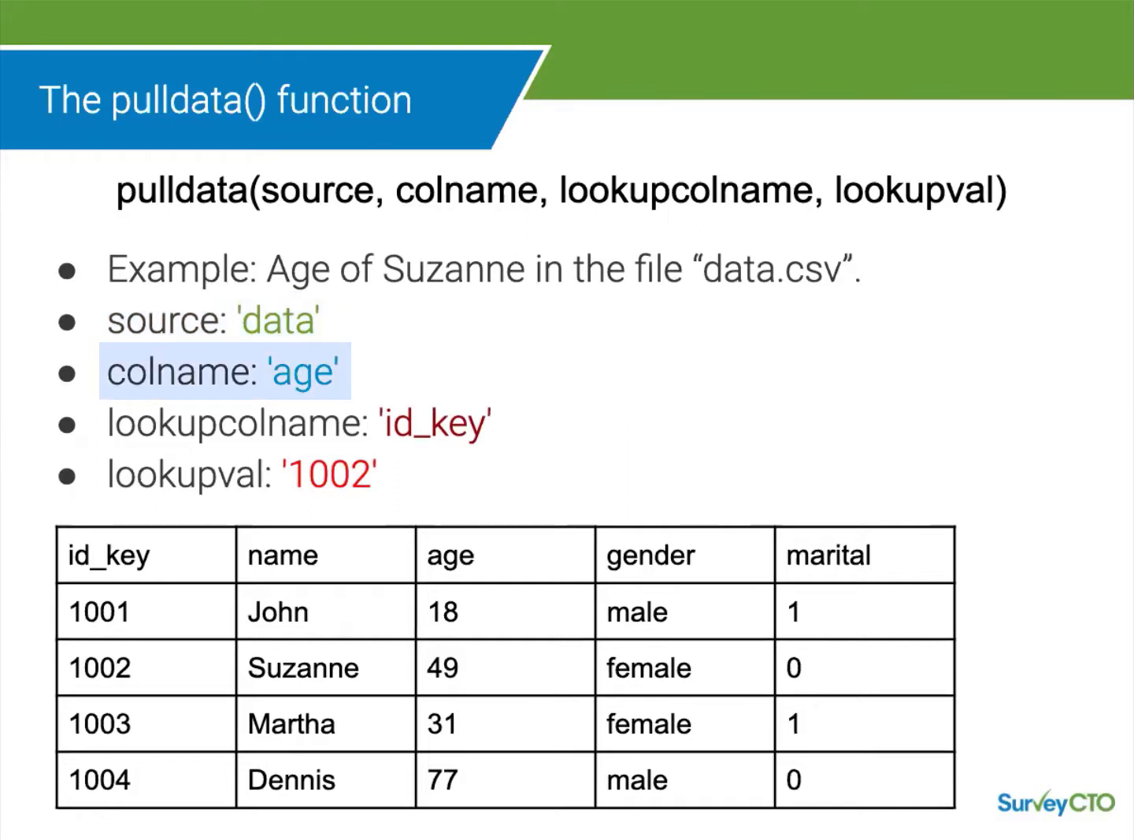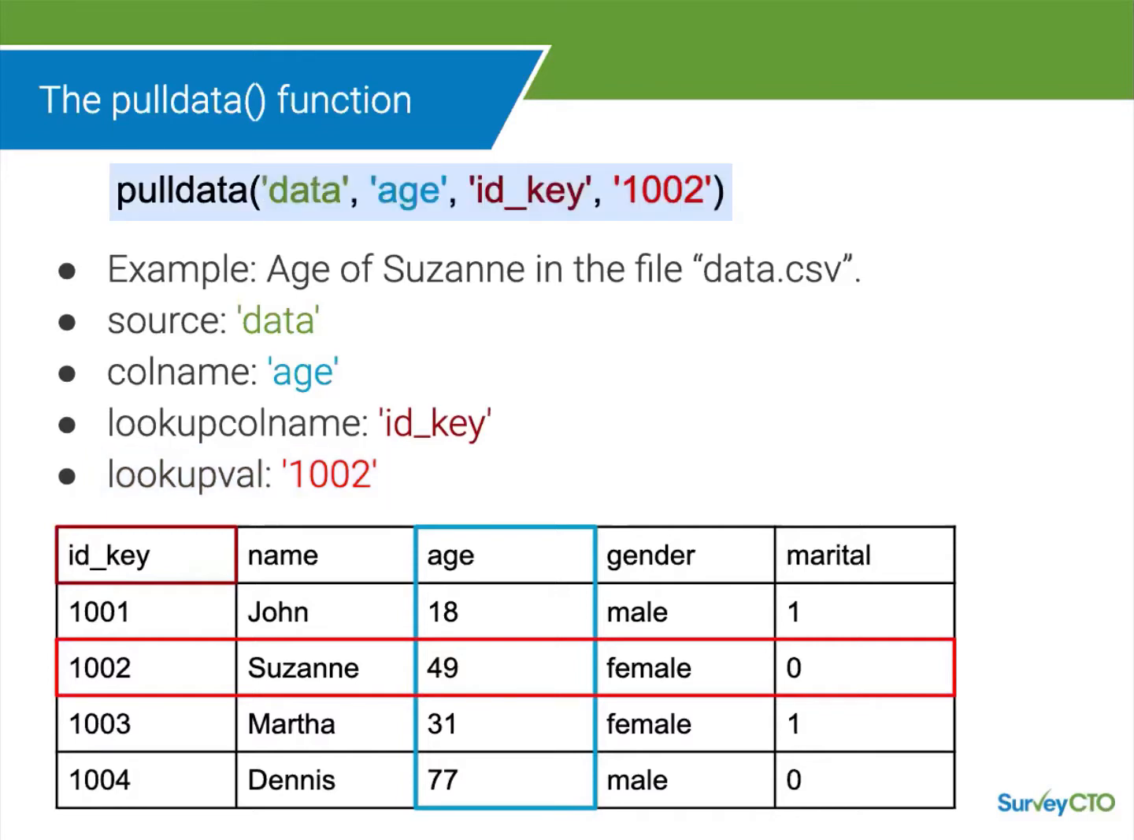The data we want is in the age column, so the second parameter, call name, is age, also in single quotes. In the CSV dataset, the unique identifiers are in the ID_key column, so that will be our lookup call name. Finally, we want the age of the person whose unique identifier is 1002, so 1002 will be our lookup val. We put those together and we have our pull data expression. When used in the calculate field, it will give us the result of 49.